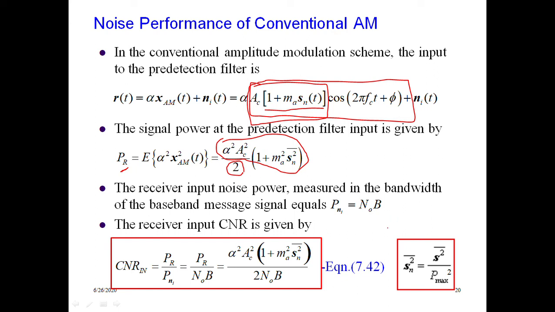So what you have to do now is to find the message signal at the baseband, which is N0 B. You just have to divide the received power, which is amplitude squared divided by 2, by N0 B. To alert you, this is the normalized signal. The normalized signal is, again, you have to find the average signal divided by the P max squared.